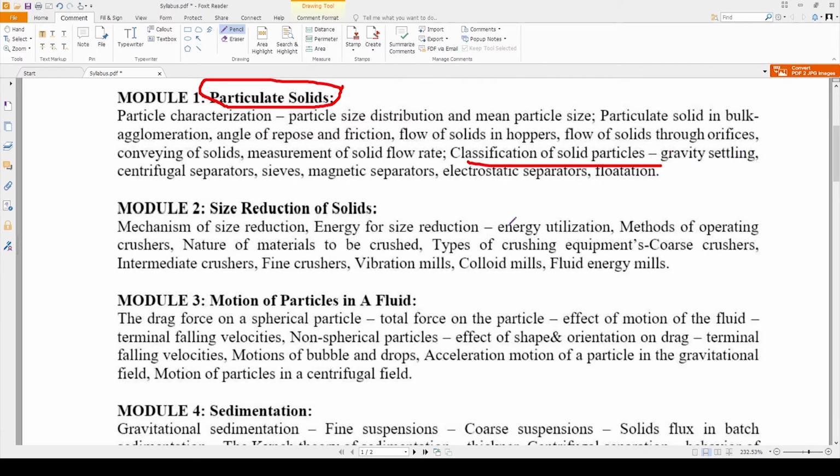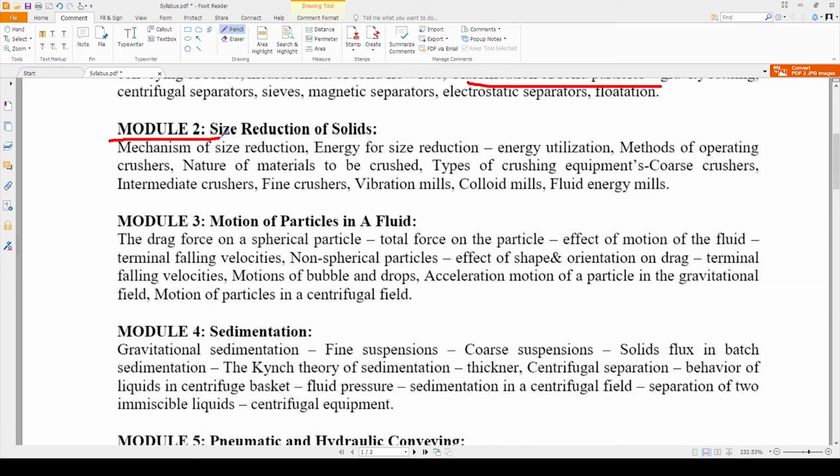In module 2, we'll study size reduction of solids. So how to reduce the size of a particle or solid. We have some mechanisms of size reduction. We need some energy for size reduction as well. So we have different laws like Bond's law, Rittinger's law, Kick's law, which define how much energy you need to reduce the size of a solid, per unit kg of a solid or per ton.